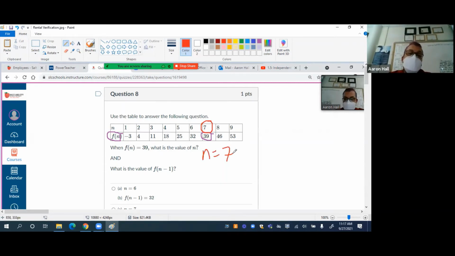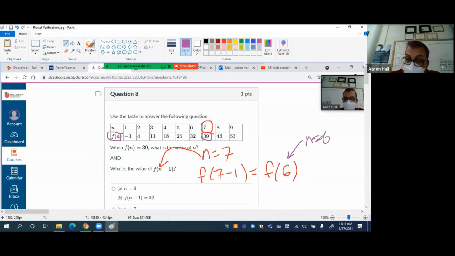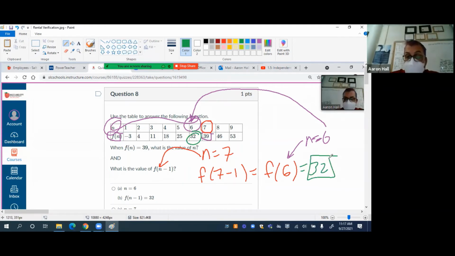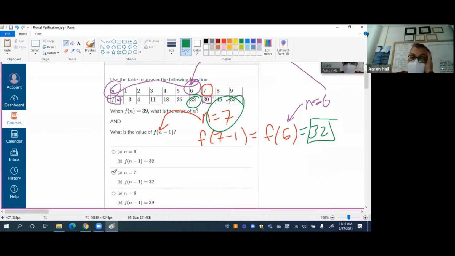Now it says, what is the value of f of n minus 1? Well, if n is 7, then let's plug that back into here. That gives us f of 7 minus 1, which is f of 6. What is f of 6? It's 32. Yeah, so our new n is 6. So that's here. That means our f of 6 is 32. The answer is 32. So we have these two answers, 7 and 32. There's our answer right there.